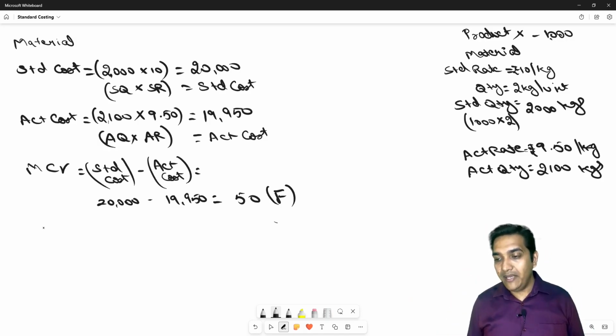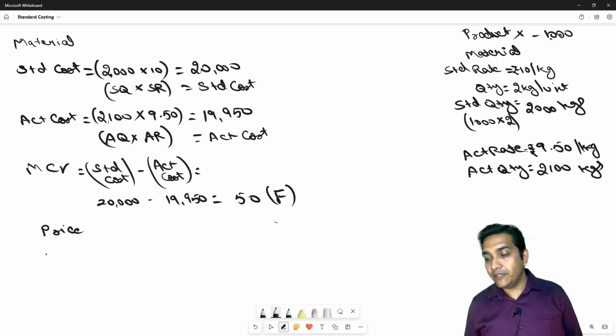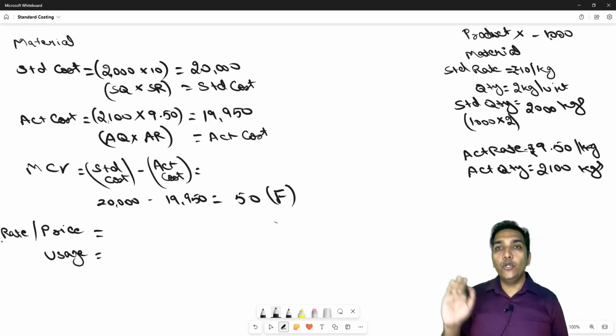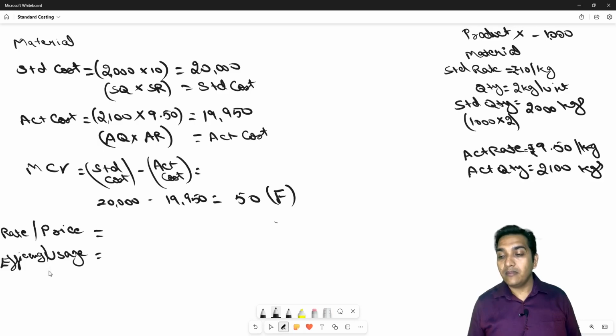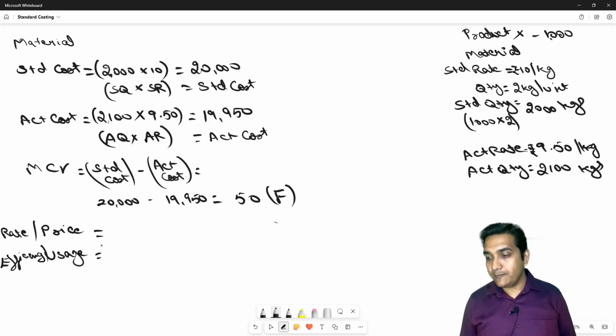So this is another level of variances which we find. One will be our price, that is the rate, and then we will have something called usage. In material we call it price. In labor and overheads we call it rate. And this is usage, or in labor and overheads we call it efficiency as well. There is another term which we use in overhead. It is called expenditure variance.